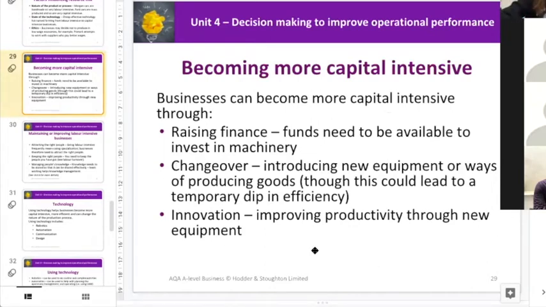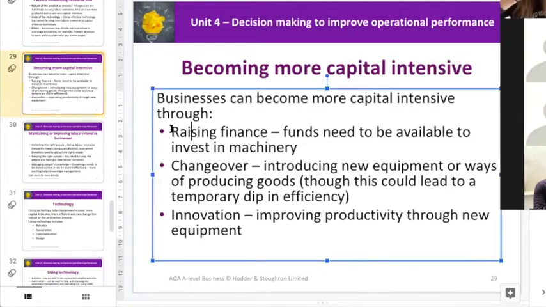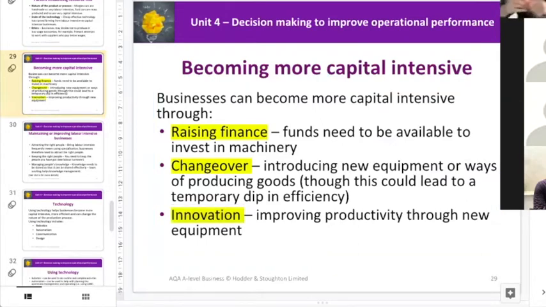How do we become more capital intensive? There are three ways: raising finance, changeover, and innovation. Of course, we need money if we want to invest in our facilities and machinery. We need to raise finance. The second thing we can do is introduce some new equipment for producing the product. If you want to become more capital intensive, everything in your production and operations will be done by machinery and technology. So we need to change over the way we do things. We also need to improve our productivity by innovation.